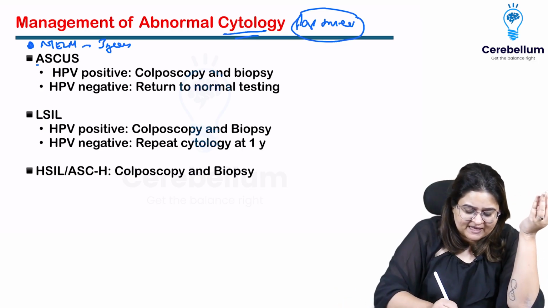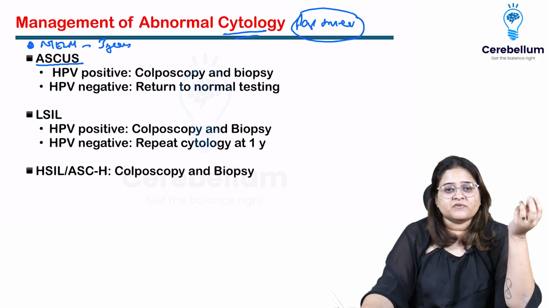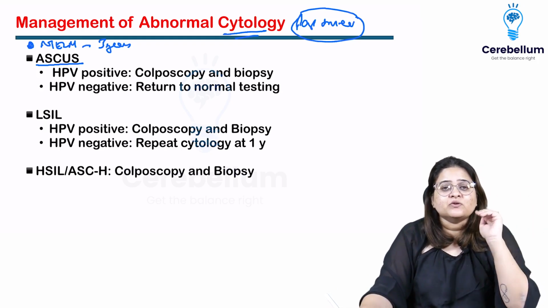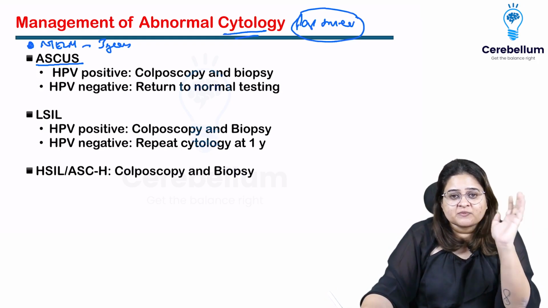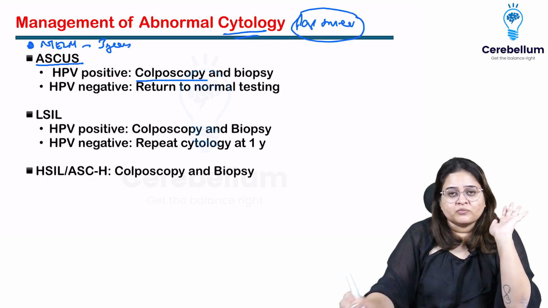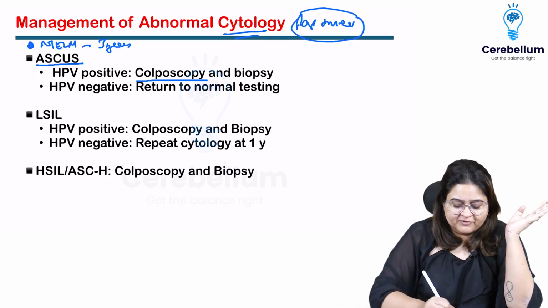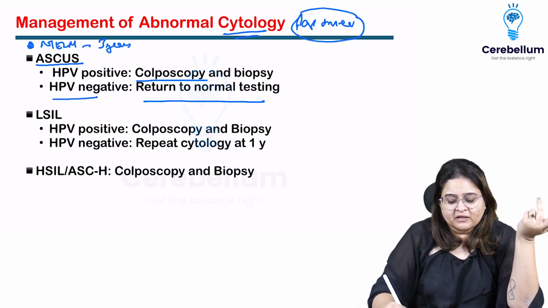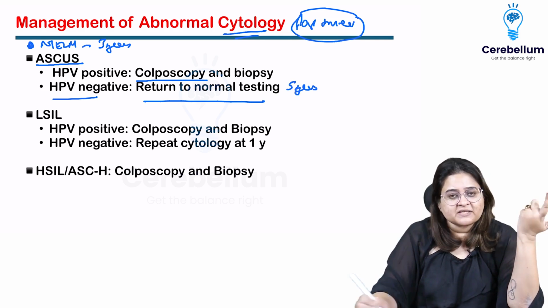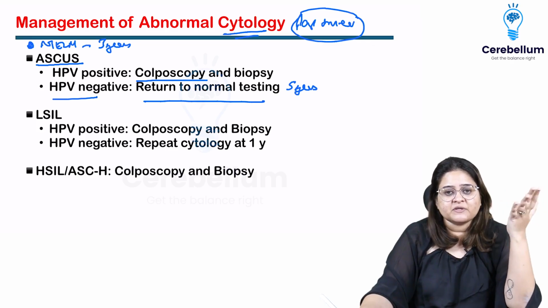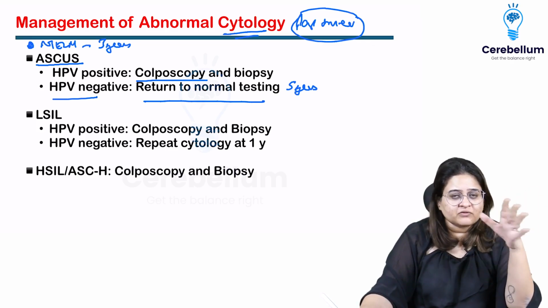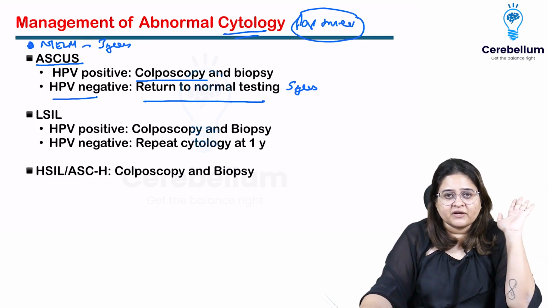So if suppose it comes as ASCUS, atypical squamous cells of undetermined significance, then you take an HPV. If the HPV is positive, you have to send her for a colposcopy because two things are there: ASCUS is there, HPV is also there. But if HPV is negative, then call her back after 5 years because you've done co-testing, you've taken an HPV, you've taken a pap smear, it's normal. HPV is negative, no need to worry, call her back after 5 years.